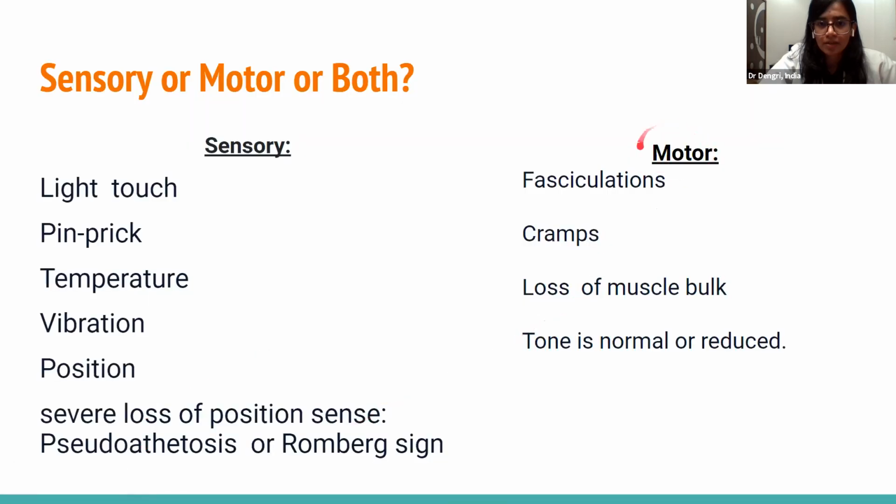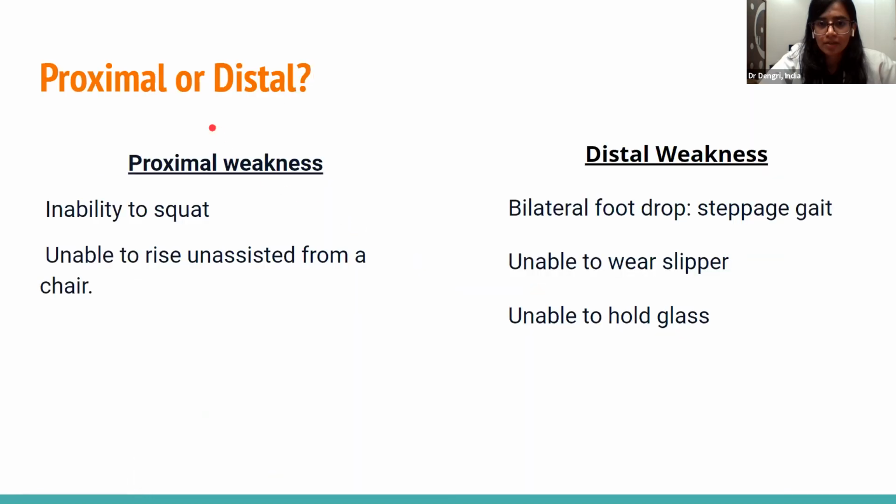For a motor neuropathy, you look for fasciculation, cramps, loss of tone, loss of muscle bulk. Then for proximal and distal, if the patient cannot squat or cannot rise up from a chair unassisted, then it is proximal. For distal, there will be foot drop, they will be unable to wear slippers and hold a flask.